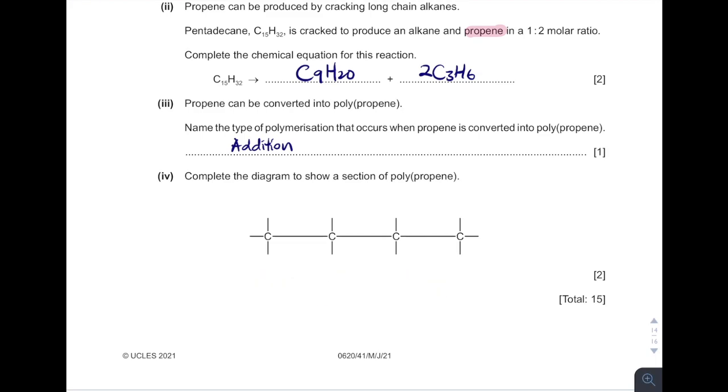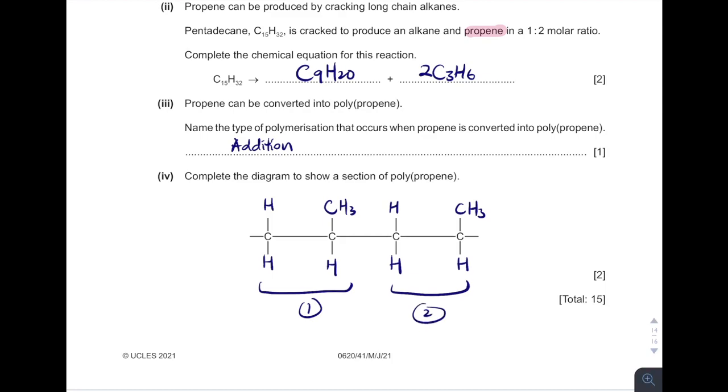So, 1, 2, HH, you can add C at one side, and then put hydrogen at this side. Total 3 carbons. So this is one monomer of polypropene. And then one more repeat unit. It looks something like this. You can put your C at any C, as long as in one repeat unit there are only 3 carbons in total.